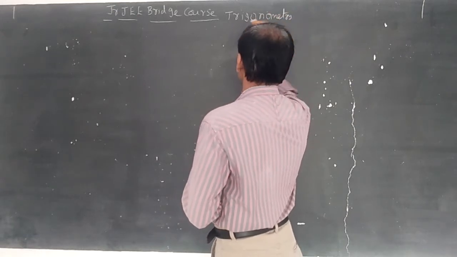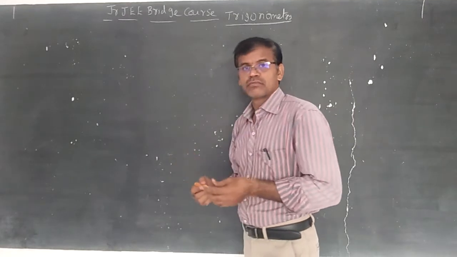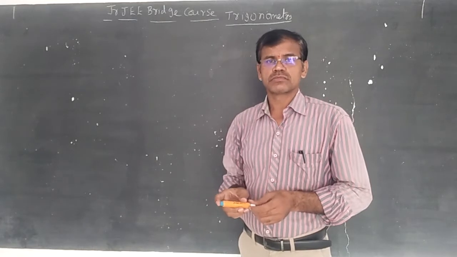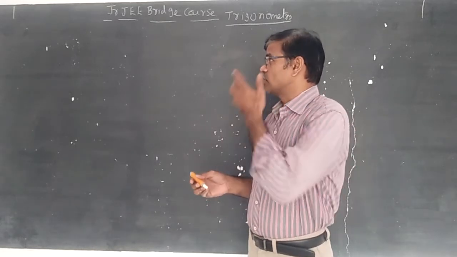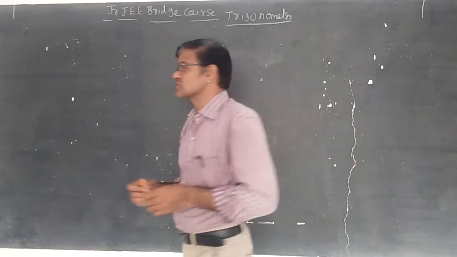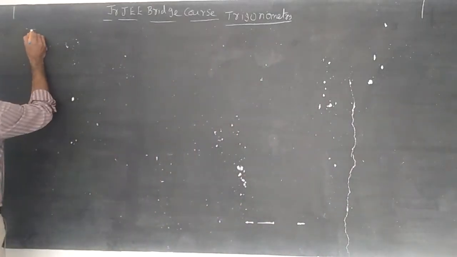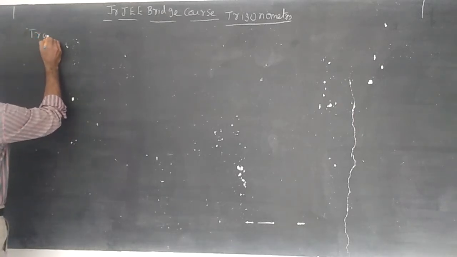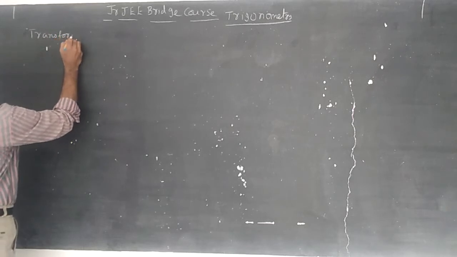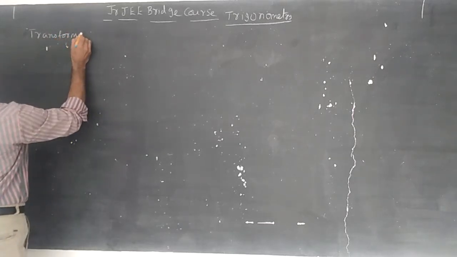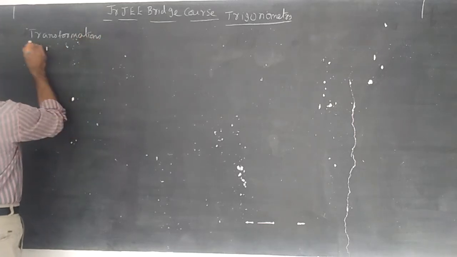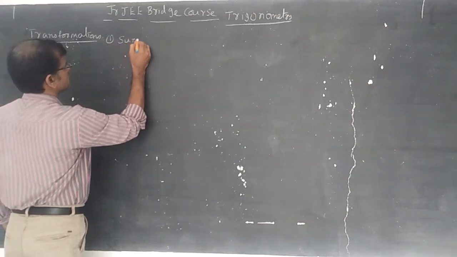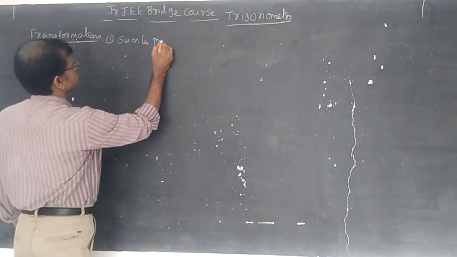In the previous class, we discussed the formulae of compound angles and multiple angles also. Now, let us discuss transformations, which depend upon the compound angle chapter, and later the trigonometric table we can discuss. Transformations: two types are there, sum to product and product to sum. Sum to product.